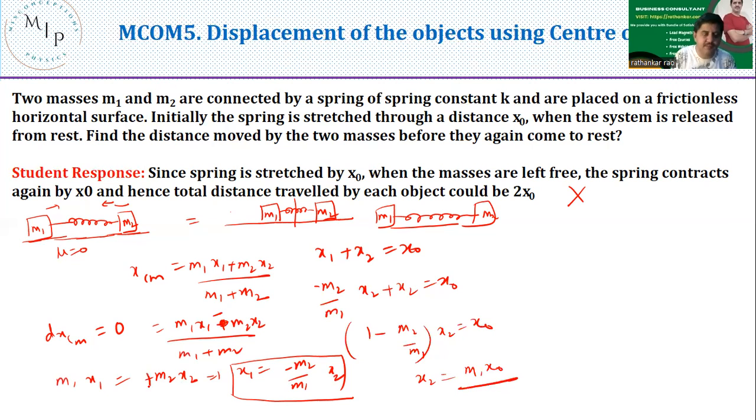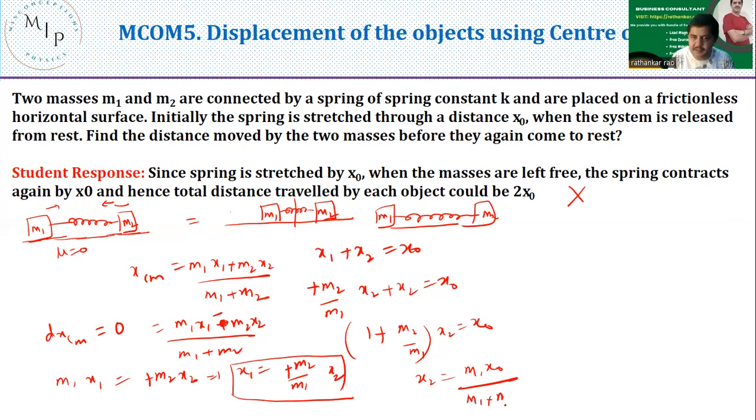So therefore, m1 x1 minus m2 x2 equal to 0, or m1 x1 should be equal to m2 x2, or x1 should be equal to m2 by m1 into x2. There's no negative here. That's a mistake we made. Okay, make it positive. Now we get m1 x0 divided by m1 plus m2.